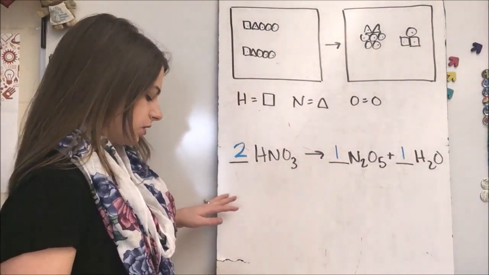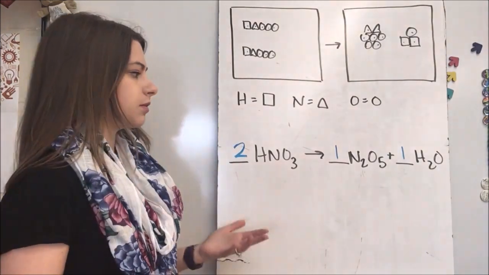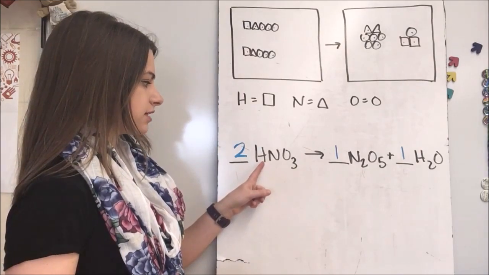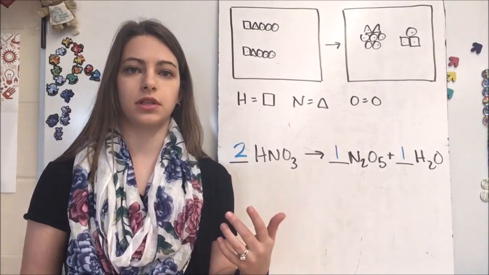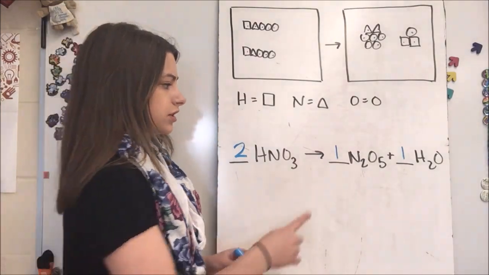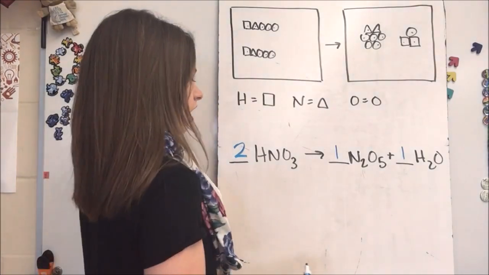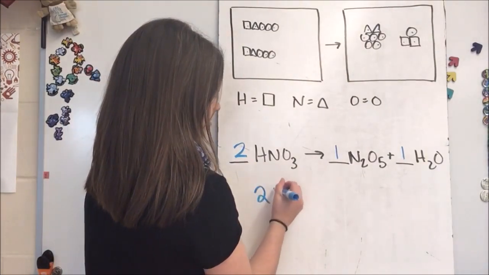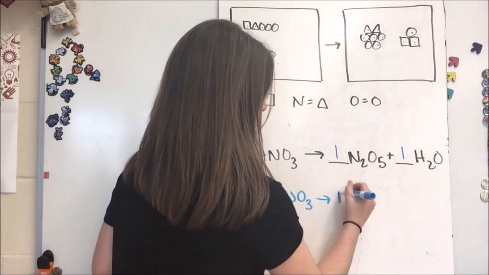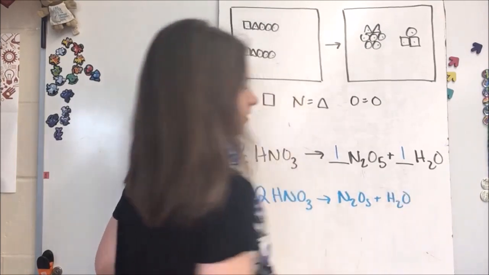Now I want to make a note here. In the previous example, the P4 didn't have a number in front of it. Similarly, when we write chemical formulas, if we just have the element symbol but no subscript, it's assumed to be a 1, and we don't have to write the 1s. The same goes with the coefficients. We don't have to write a 1. So if you were to see this reaction equation already balanced, you'd see 2HNO3 goes to N2O5 plus H2O.